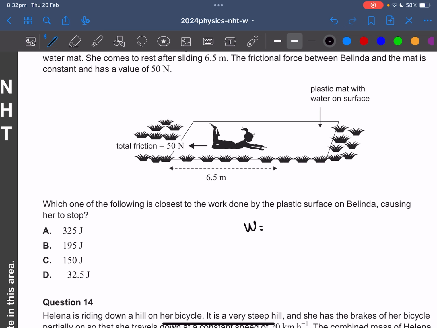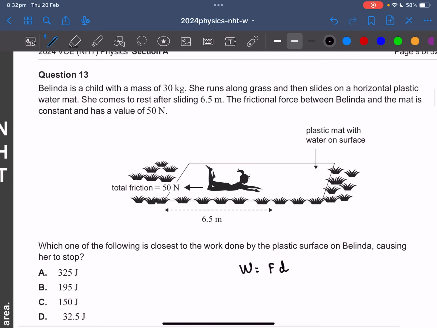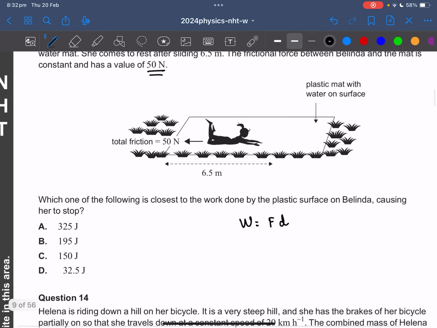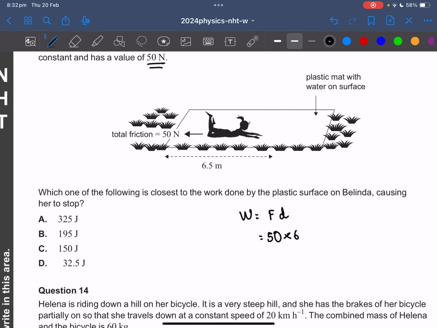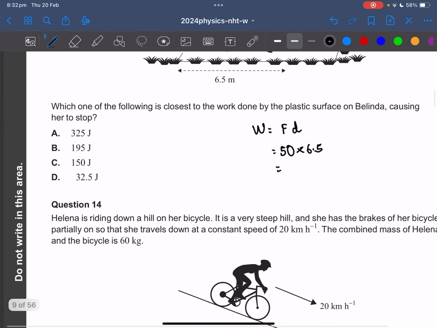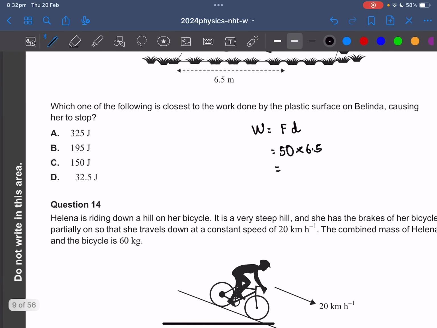So work we know is force times the distance, right? So the friction force is constant, which is 50 Newton. And it took her how many meters? So 6.5 meters. Just put that in the calculator, and this should give us the answer. So 50 times 6.5, 3.25, oh, well, times 10 to the power 2. So 325, so A. Okay?